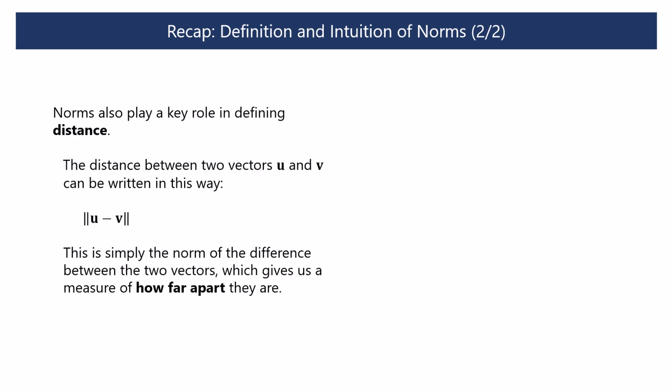Norms also play a key role in defining distance. The distance between two vectors, u and v, can be written in this way. This is simply the norm of the difference between the two vectors, which gives us a measure of how far apart they are.